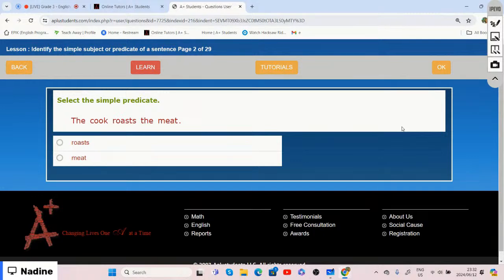We need to select the simple predicate within the sentence. It says, the cook roasts the meat. What is the verb or the predicate within the sentence, is it roasts or is it meat? The verb, the action within that sentence, the predicate that tells us what the subject is doing. Is it option one, which is roasts, or option two, which is meat?